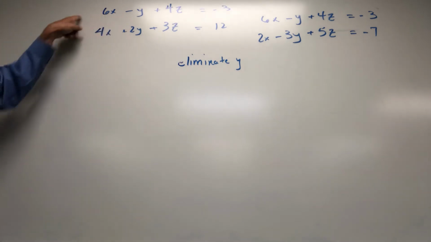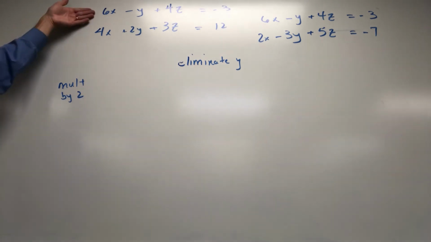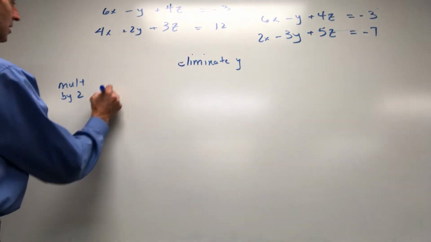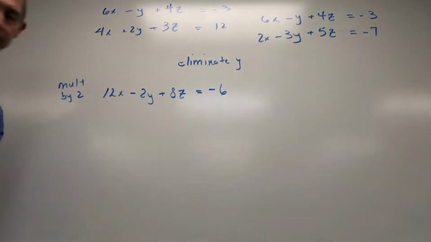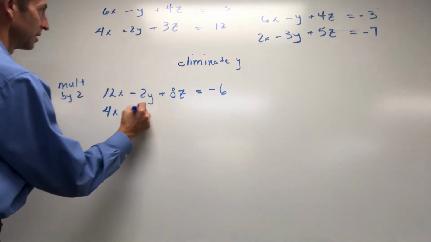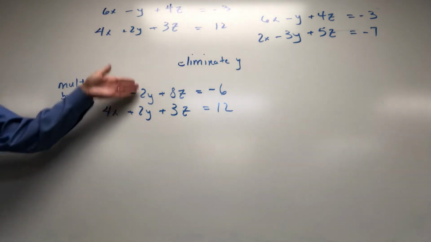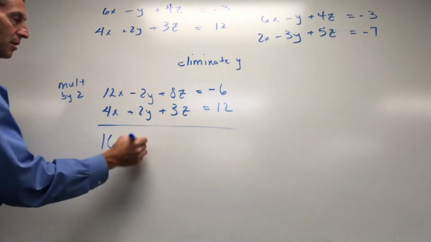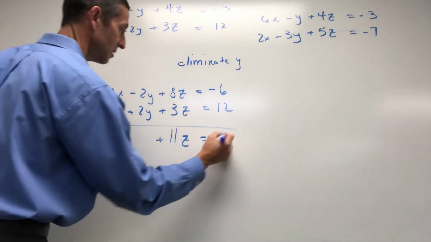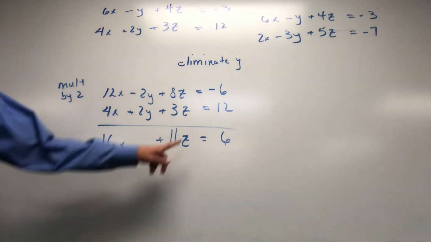So to eliminate y here, we're just going to multiply by 2. I'm going to take this top equation by 2 all the way across. So this will be 12x minus 2y plus 8z equals negative 6. Slide in your bottom equation, 4x plus 2y plus 3z equals 12. So our job is to get the y's to eliminate. 12, 4, that's 16x. These are gone. That's what we want. And I've eliminated my y's. So 16x, 11z equals 6.